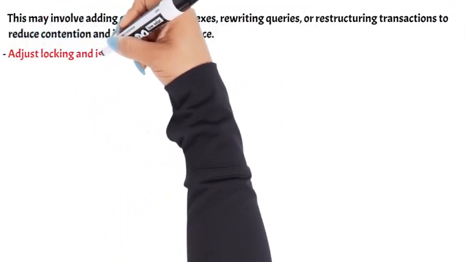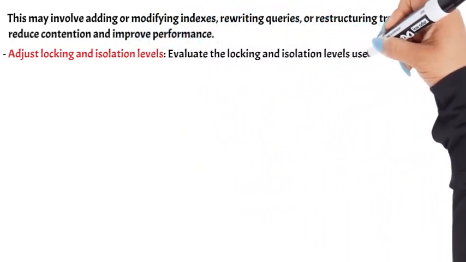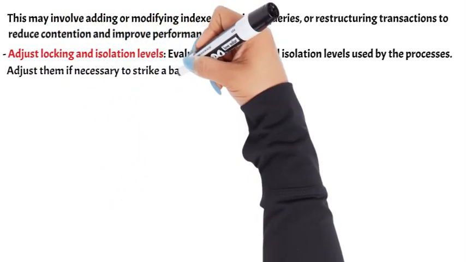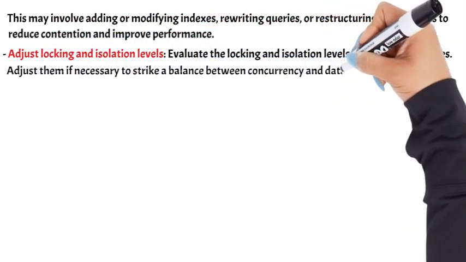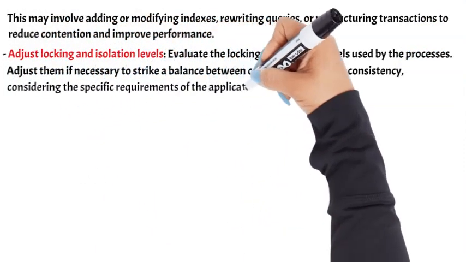Adjust locking and isolation levels. Evaluate the locking and isolation levels used by the processes. Adjust them if necessary to strike a balance between concurrency and data consistency, considering the specific requirements of the application.